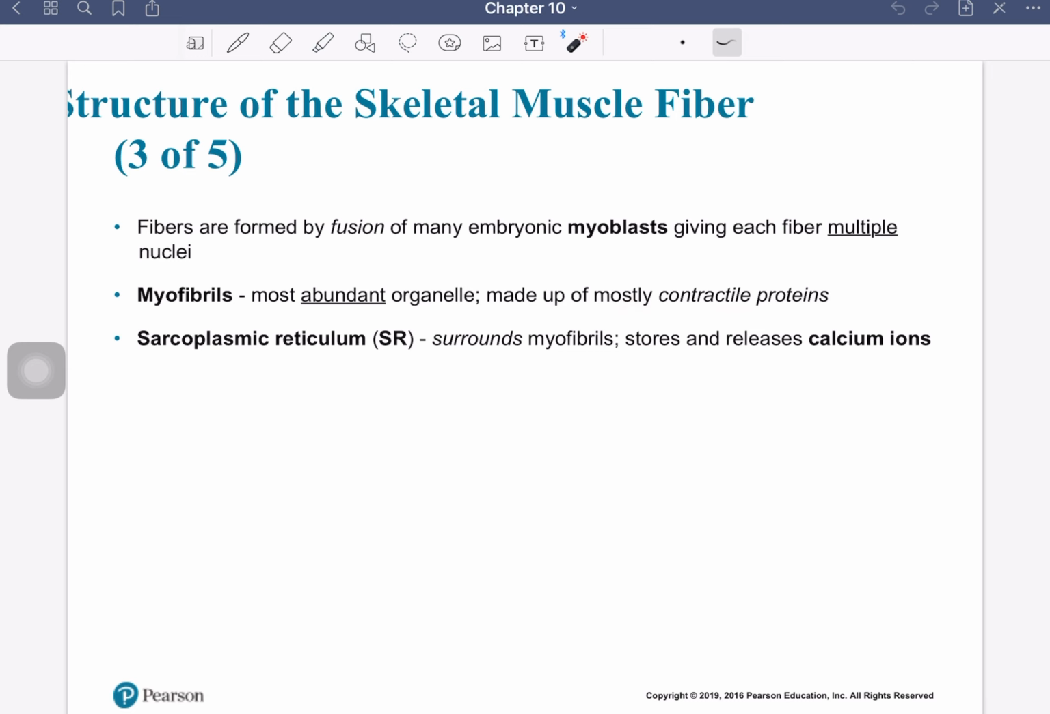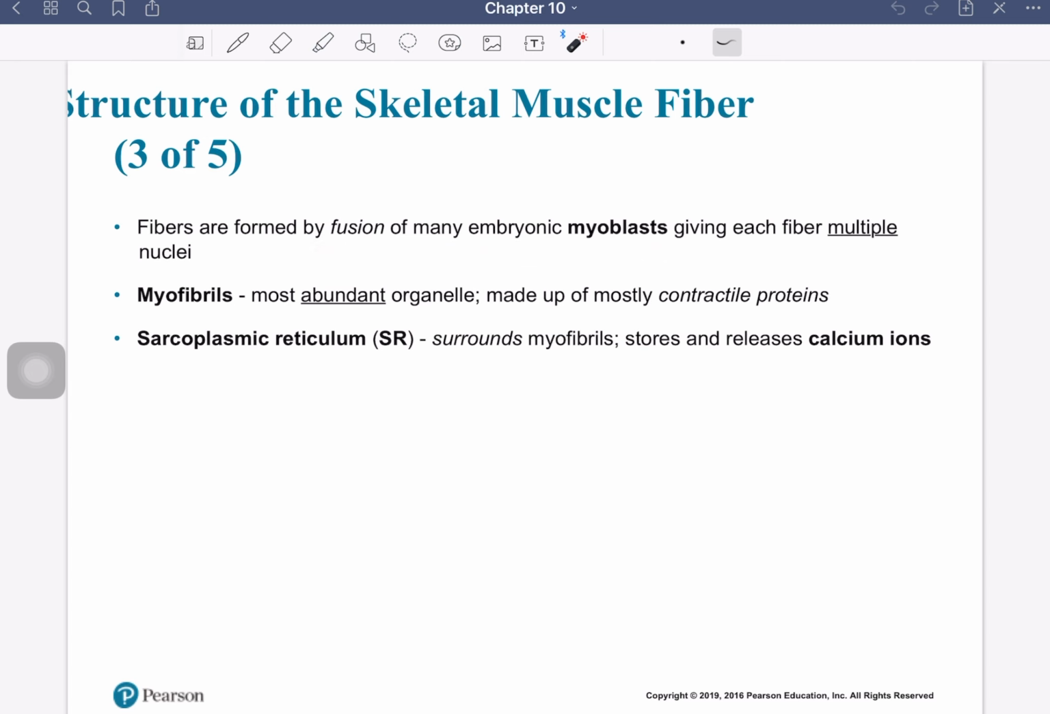Now, the question becomes, how do I end up with a multinucleated muscle fiber? Well, the reason it's multinucleated is that fibers are the result of the fusion of a whole bunch of these embryonic myoblasts which come together. So that's how I end up with the multiple nuclei.